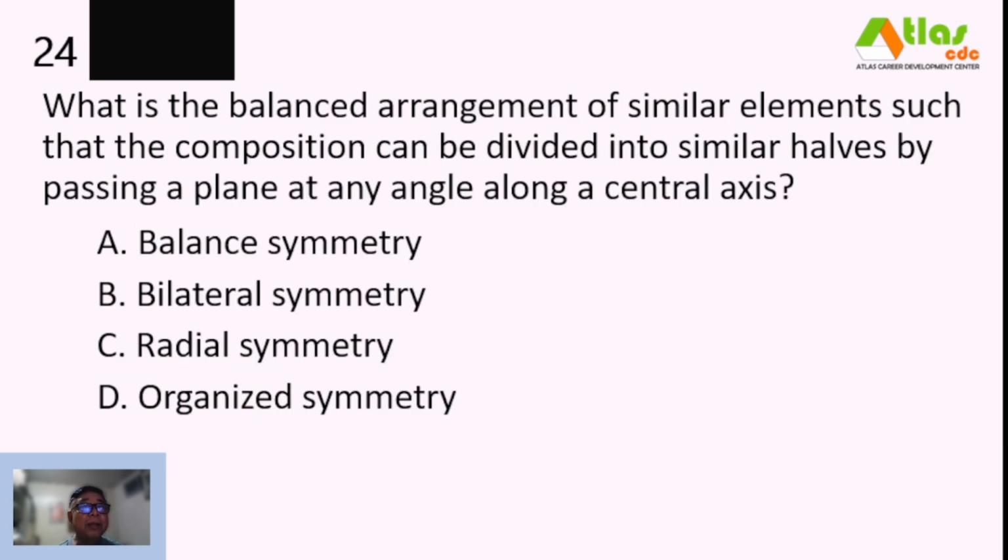Number 24. What is the balanced arrangement of similar elements such that the composition can be divided into similar halves by passing a plane at any angle along its central axis? A. Balanced symmetry. B. Bilateral symmetry. C. Radial symmetry. And D. Organized symmetry. And our correct answer is letter C.